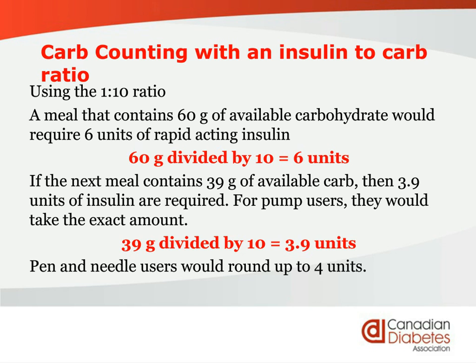But the good thing is we can be flexible. So for the next meal, if it contains only 39 grams of carbohydrates, then we just divide the 39 by 10, and we get 3.9, which in this case, because it's so close, we'd round up to 4. And we'd take 4 units for that meal. So you can see how it's nice, because you can decide how many carbs you want to eat and then choose your insulin accordingly.